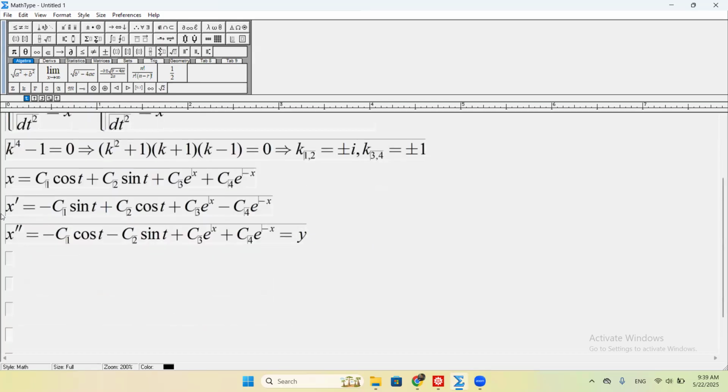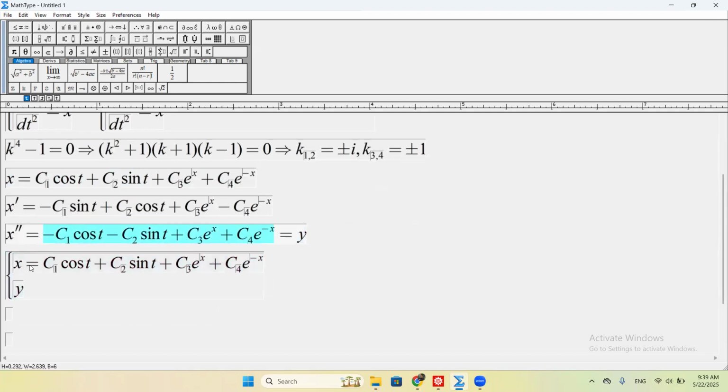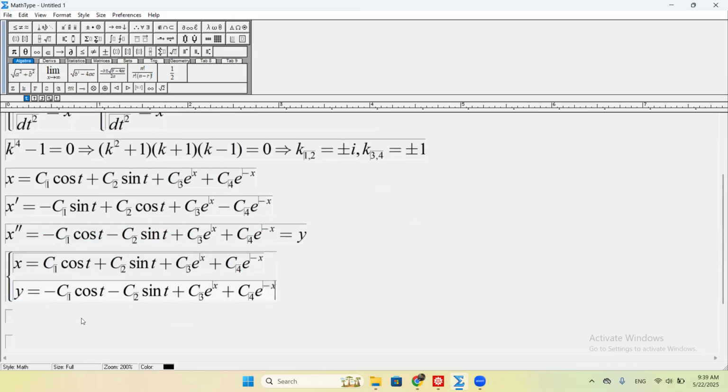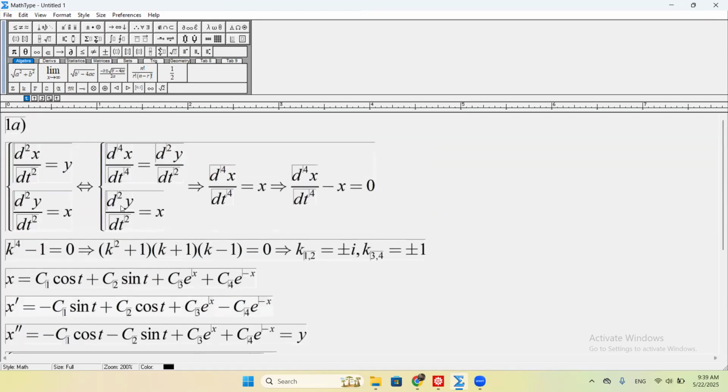So the final answer will be the following. The general solution of the system: x equals this expression and y equals this. Any questions about this exercise? Okay, if no questions, let's move next.